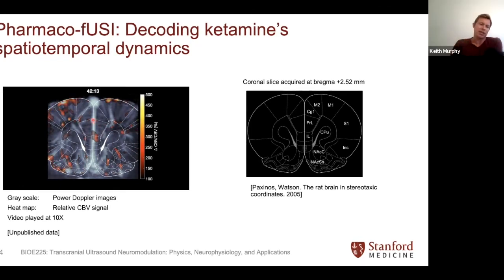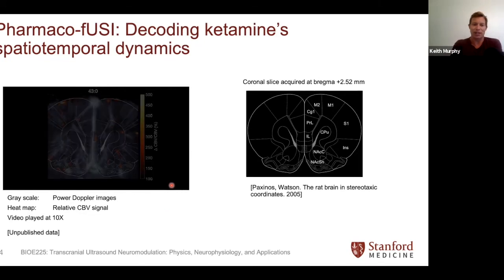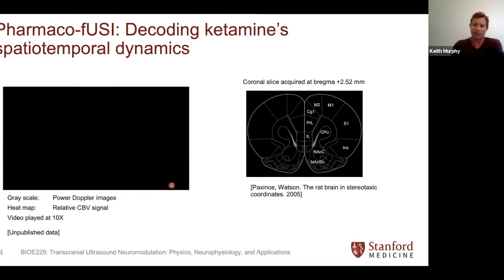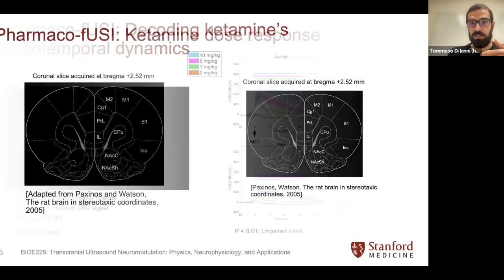Wow, this is pretty wild. So this would be obviously very difficult to get at this level of resolution with an fMRI or BOLD imaging. This is really a new way of approaching what ketamine does to the brain. That's the cool part. Yes, we have both very good spatiotemporal resolution and sensitivity. So this brings us to our next slide.